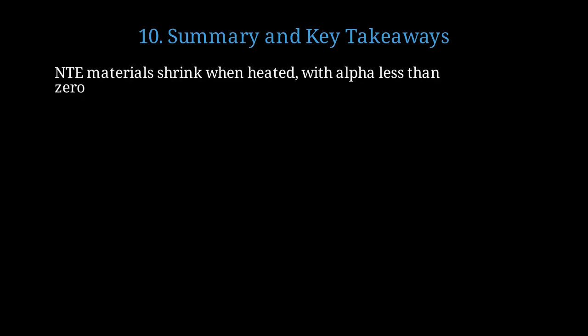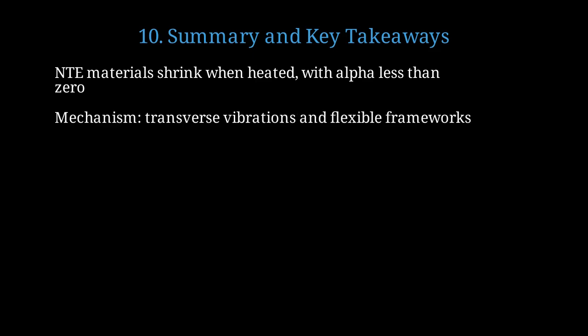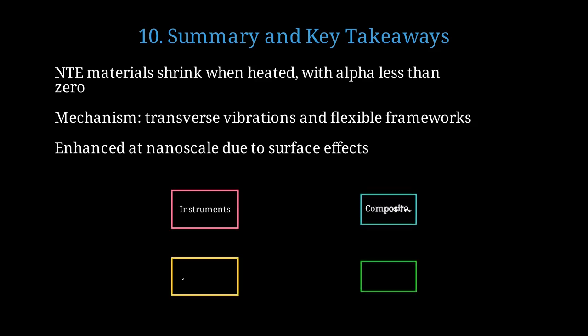Let's summarize the key concepts about negative thermal expansion in nanomaterials. Negative thermal expansion materials shrink when heated, with thermal expansion coefficients less than 0, typically ranging from minus 10 to minus 100 parts per million per Kelvin. The mechanism involves transverse vibrations and flexible framework structures, where bond angles change more easily than bond lengths. The effect is enhanced at the nanoscale due to the high surface-to-volume ratio and different behavior of surface atoms. Applications include precision instruments, zero-expansion composites, stable electronics, and advanced optical systems.